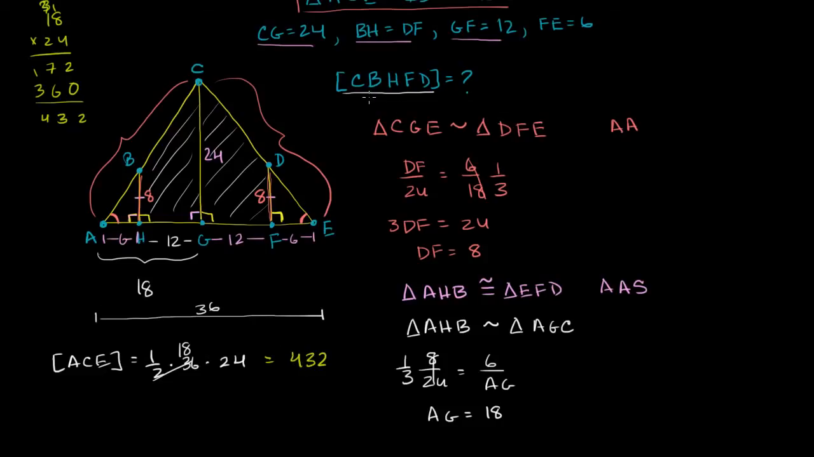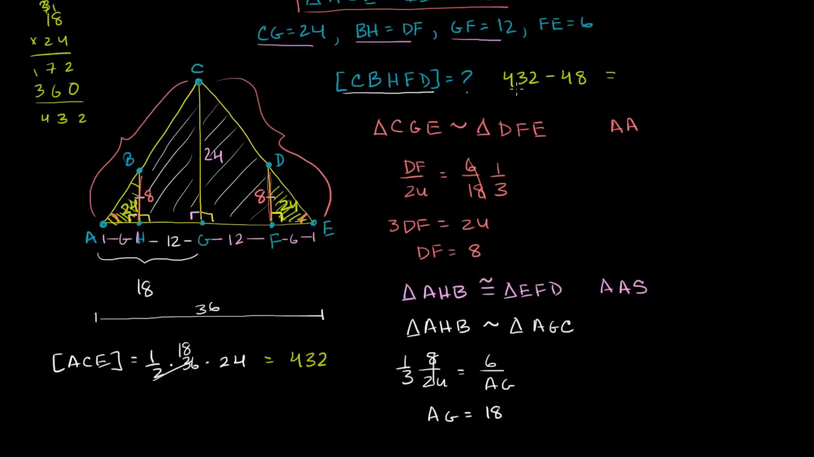But we're not done yet. The area that we care about is the area of the entire triangle minus this area and minus this area right over here. So what is the area of each of these little wedges? It's going to be 1/2 times 8 times 6. So 1/2 times 8 is 4 times 6. So this is going to be 24 right over there. And this is going to be another 24 right over there. So this is going to be equal to 432 minus 24 minus 24, or minus 48.